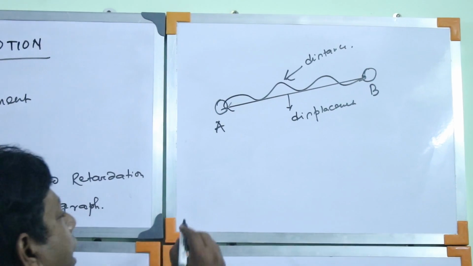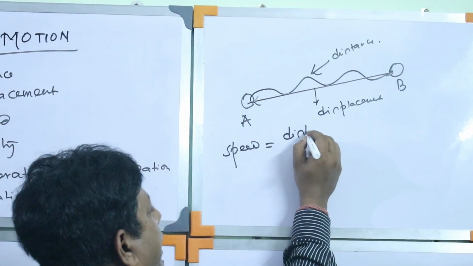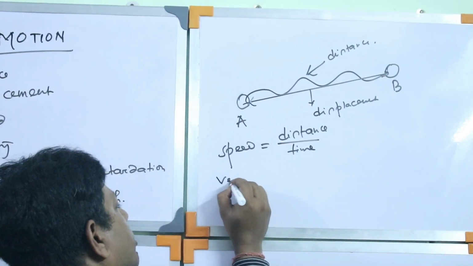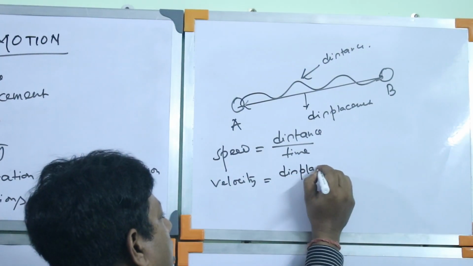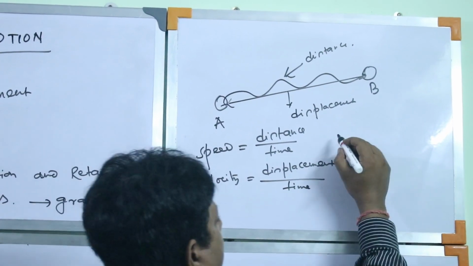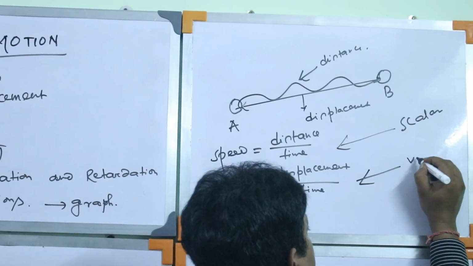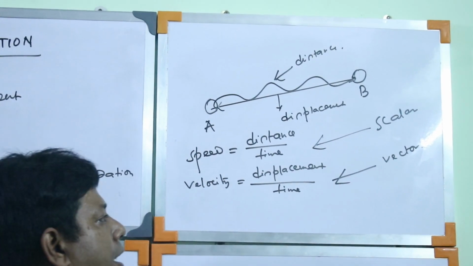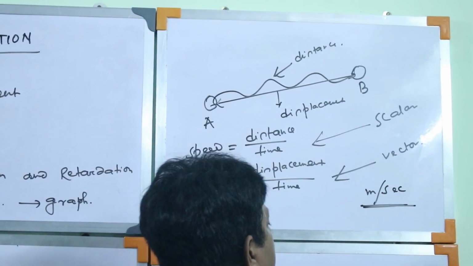Next, speed. Speed can be defined as distance by time, and velocity can be defined as displacement by time. Speed is a scalar quantity and velocity is a vector quantity. What is the unit of speed and velocity? In the SI system, this is meter per second.